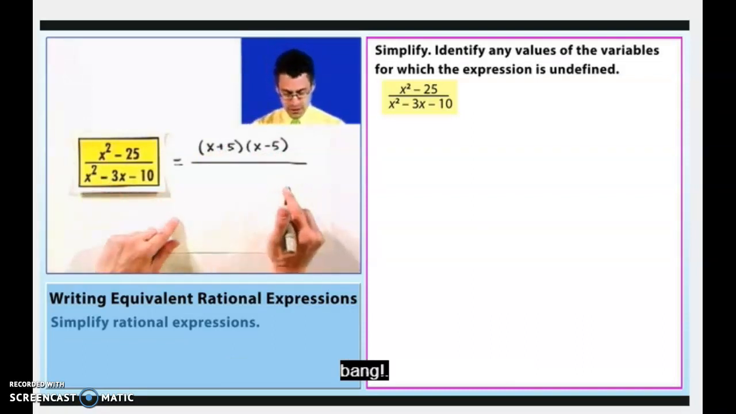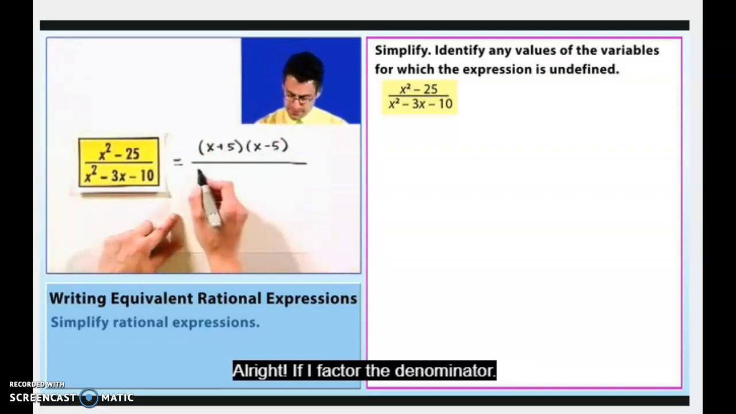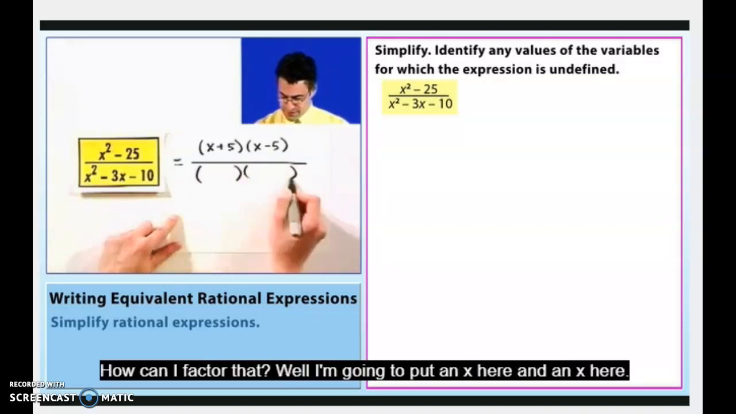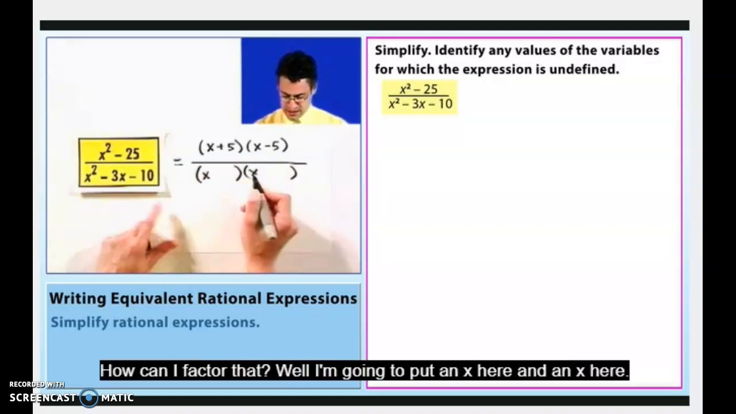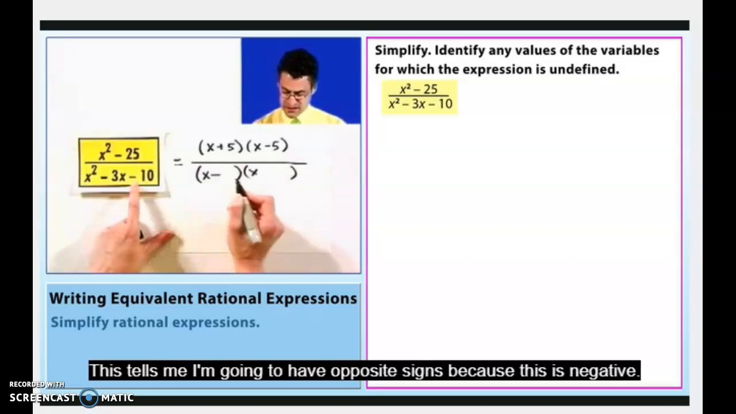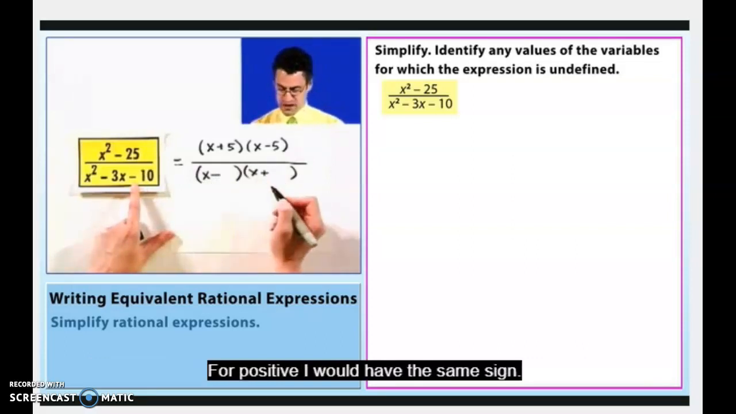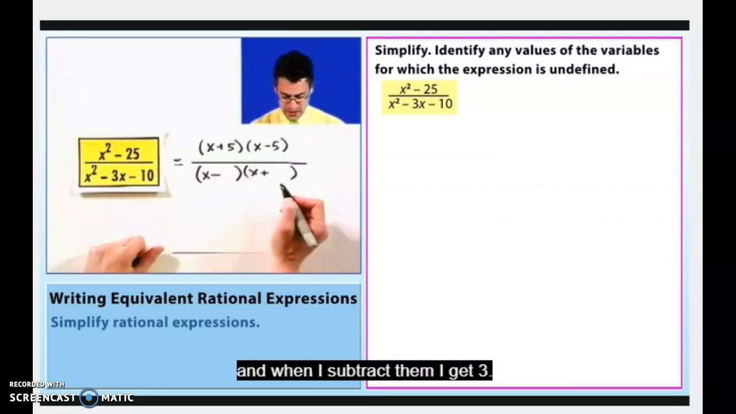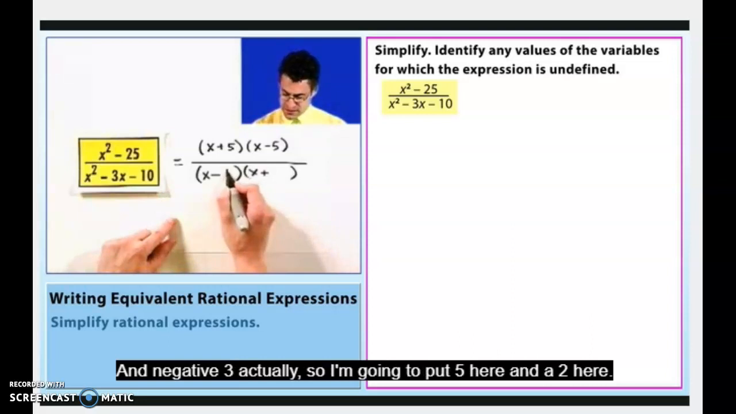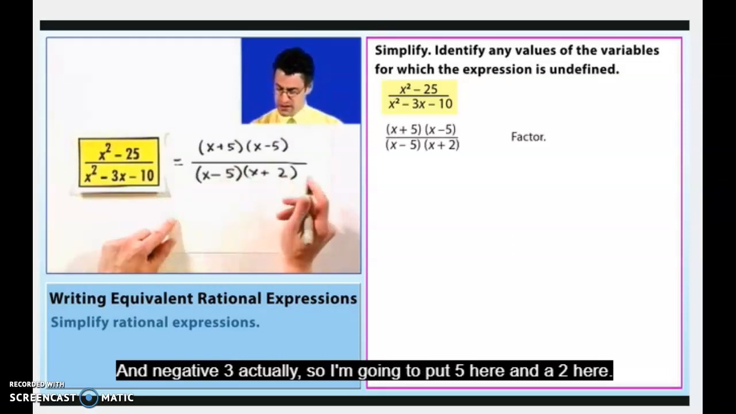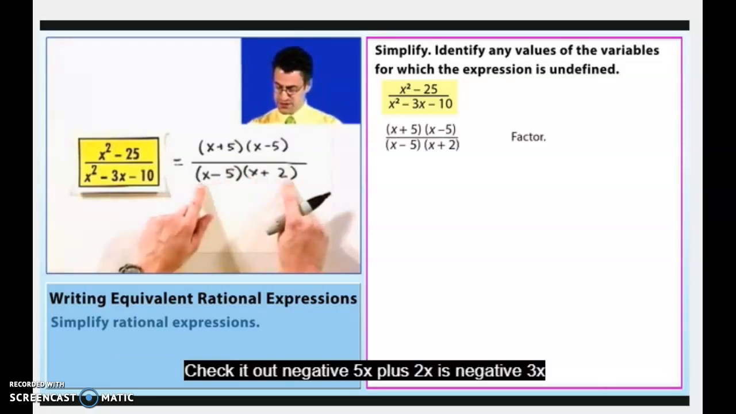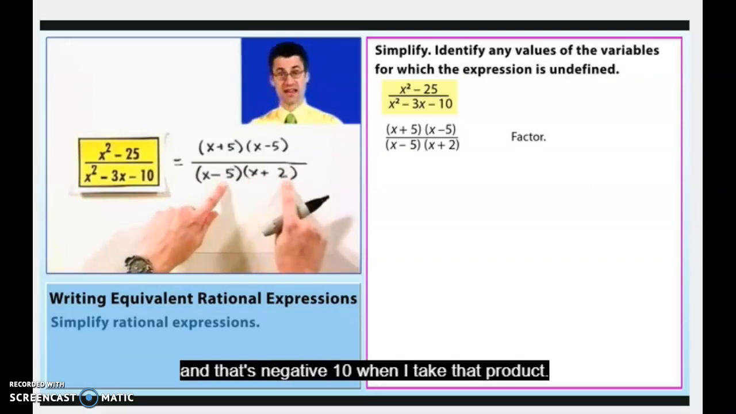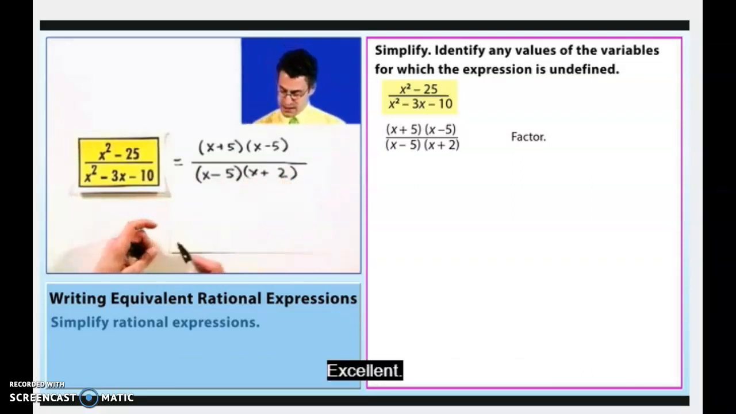Bang. All right, if I factor the denominator, how can I factor that? Well, I'm going to put an x here and x here. This tells me I'm going to have opposite signs because it's negative. For positive, I'd have the same sign. And I need two numbers whose product is 10, and when I subtract them, I get 3 and negative 3 actually, so I'm going to put the 5 here and a 2 here. Check it out. Negative 5x plus 2x is negative 3x, and that's negative 10 when I take the product. Excellent.